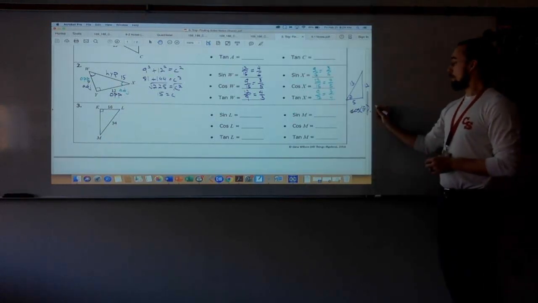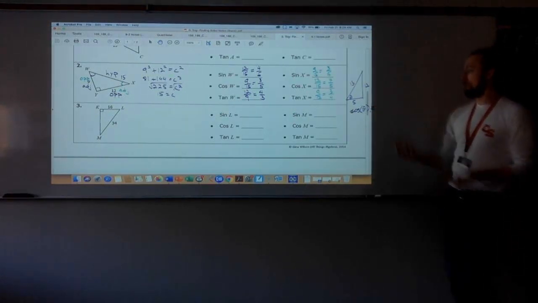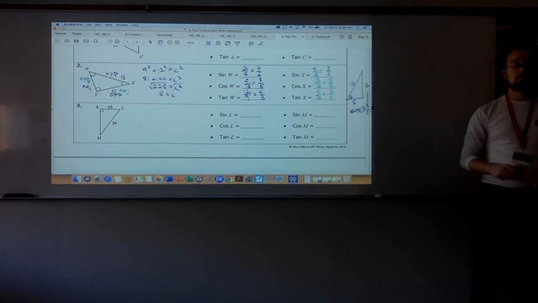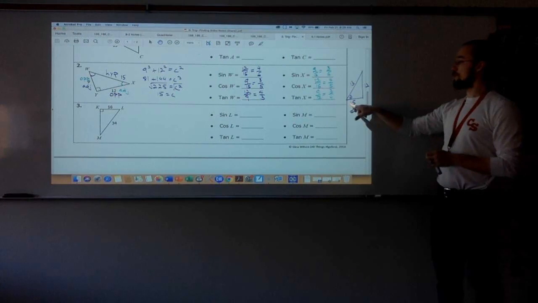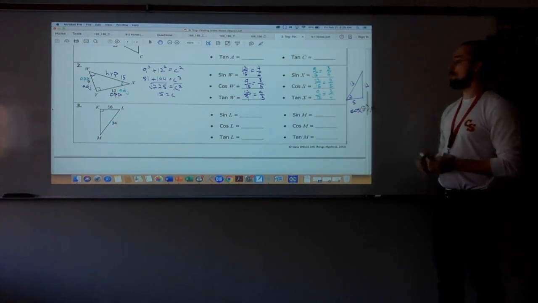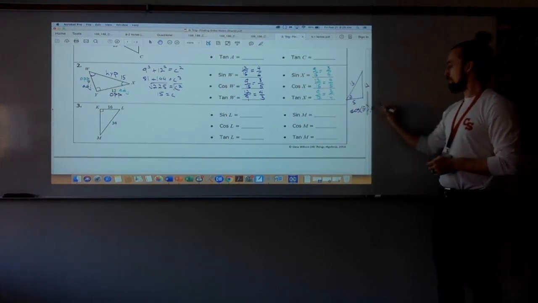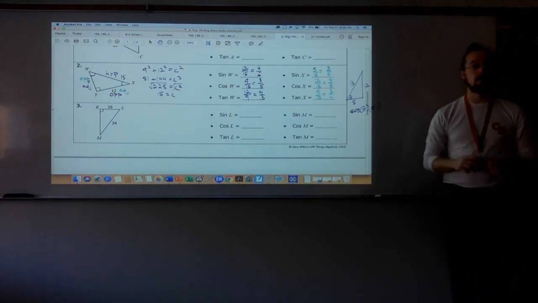So a question on the AIR test would just be, give me the cosine of this angle. Well, it's exactly what we've been doing, right? So the adjacent side over the hypotenuse. The answer would be 5 over 13, right?